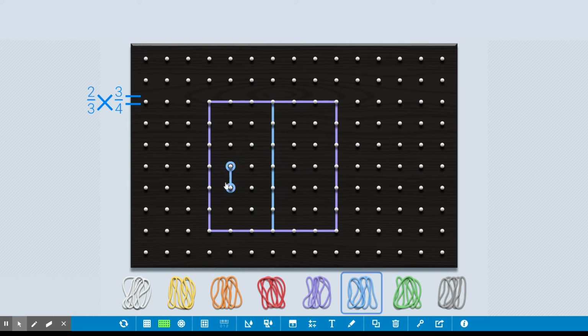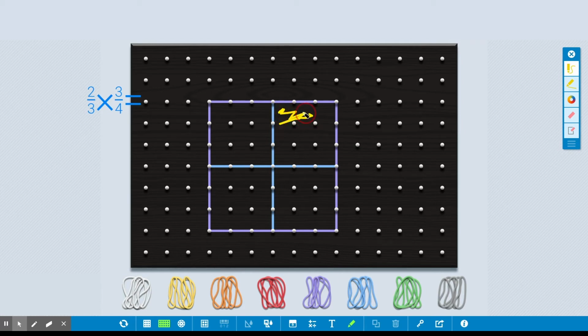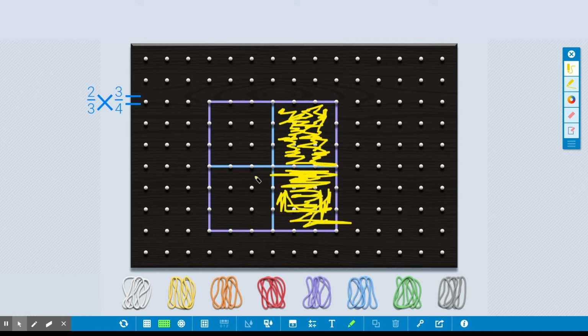So that's half. And here I have fourths. So I need 3/4 shaded in. So I'm going to get out my marker and I'm going to shade in 3/4. Now, as you can see, my marker is not perfect, but that's okay. 1/4, 2/4, 3/4.